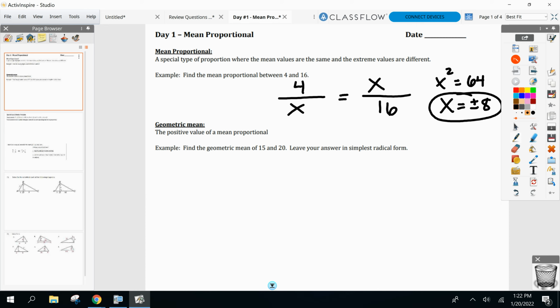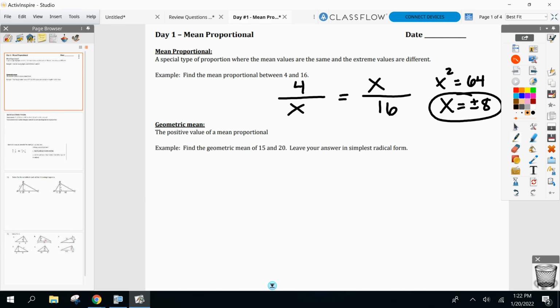So a mean proportion, means are the same. My extremes are different. Now, as you guys know, usually we deal with diagrams, and I have to reject the negative answer. In that case, I won't ask for the mean proportional. I'll ask what's called the geometric mean instead. That is the positive version of this. The positive version, the geometric mean.